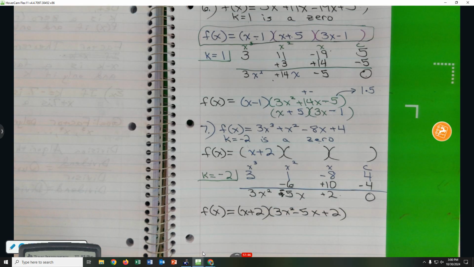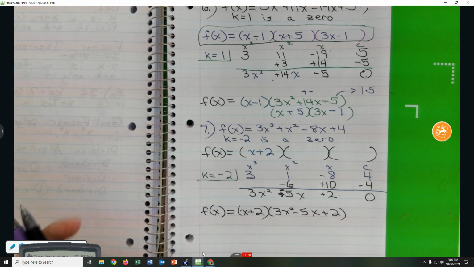We want linear factors. Realize, sometimes you may not be able to get linear factors. Suppose we had wound up with an x squared plus x plus 5, something that wasn't factorable here. Well, then it's factored as a linear and a quadratic factor. But these problems will be made so that the resulting trinomial is factorable.